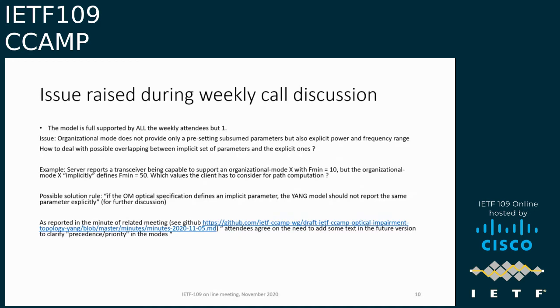But by the way, the attendees of the weekly discussion agree on the need to add text to clarify this point, which is related to priority management in the context of the parameters related to the precedence of priority in the modes. Next.